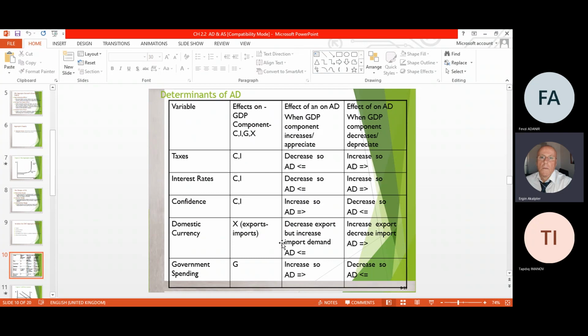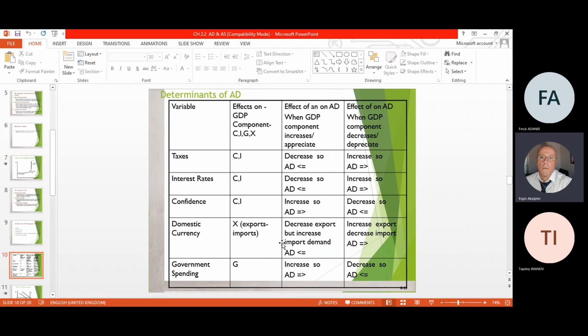And when we look at governmental spending, which is represented with G, it is supposed to be increased or appreciated, and this will cause an increase in G, governmental spending or expenditure. As a result, aggregate demand is supposed to become enlarged, because governmental spending is consumption, is spending, and is then expected to enlarge and increase governmental spending.